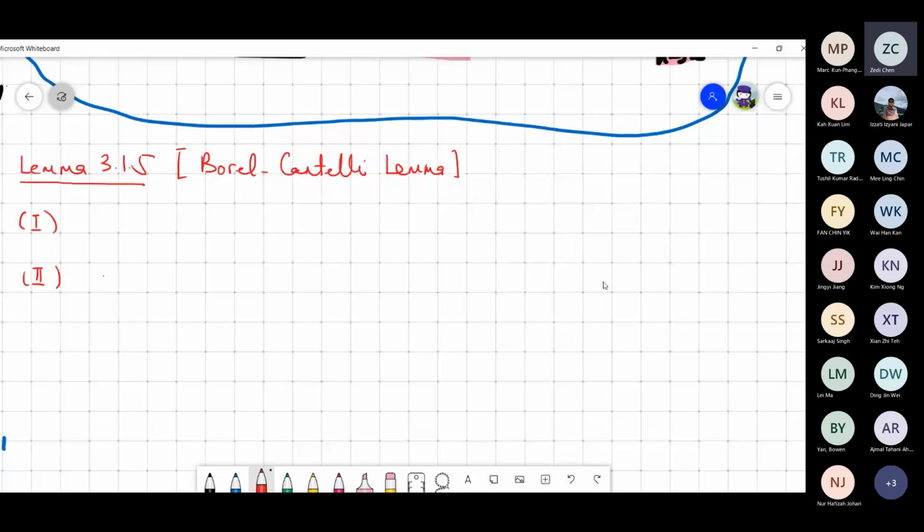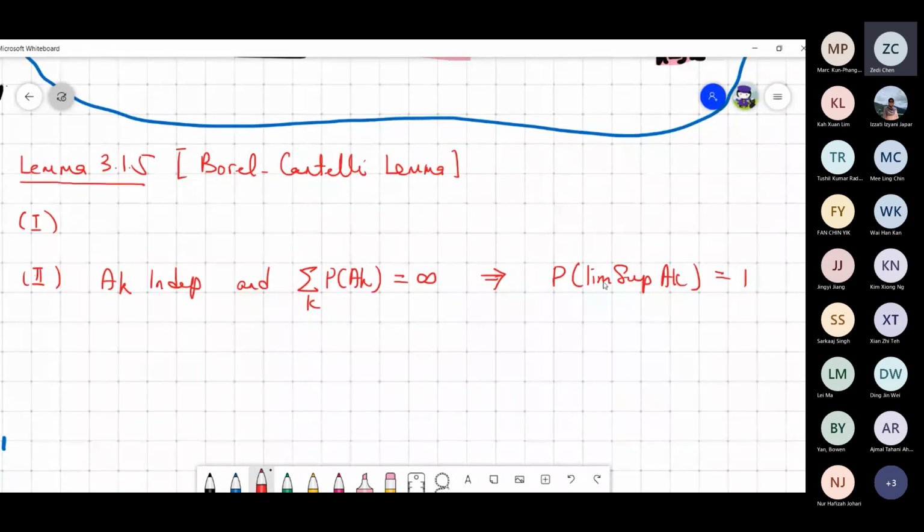For the second one, supposing we have a sequence of events A_k, and they are all independent, and the sum of P(A_k) is infinity. Then with A_k independent and the sum of P(A_k) equal to infinity, P of the limit supremum of A_k is equal to 1.